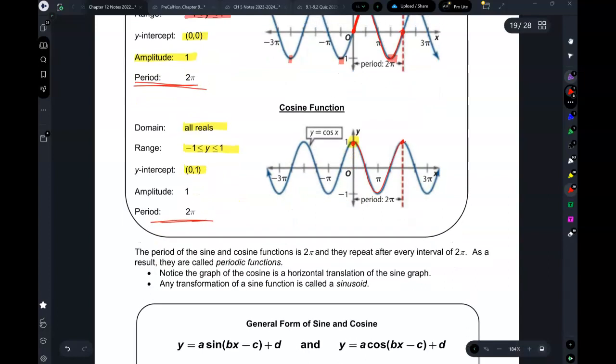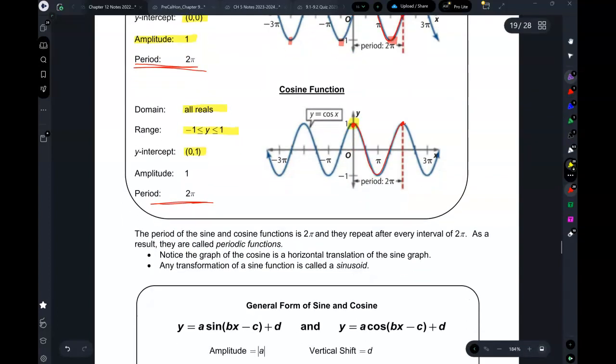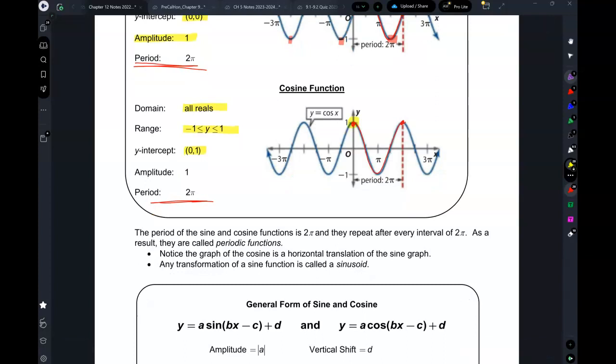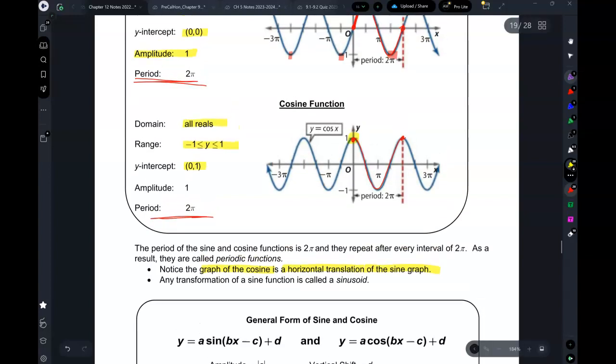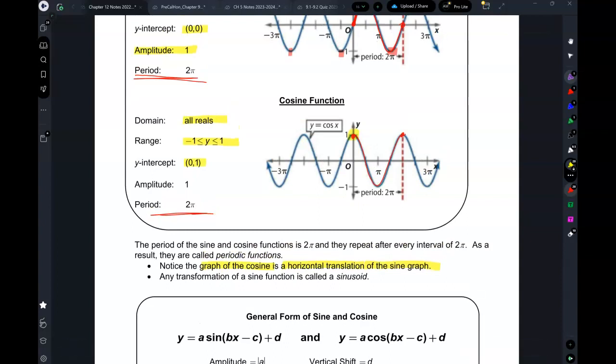Okay? So, as I mentioned, the graph of the cosine is just a horizontal translation of a sine graph. If you take the sine graph and just move it over, it'll become a cosine graph. Now, the sine and the cosine graphs repeat after every 2 pi. After the same period, they repeat. That's why they are called periodic functions.